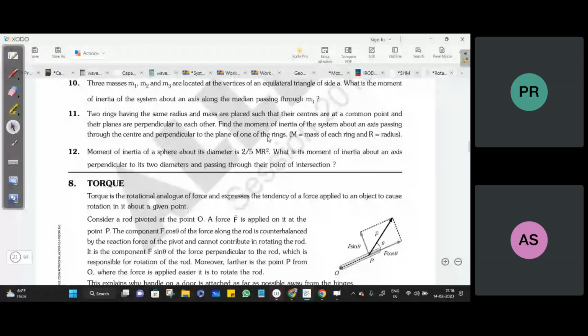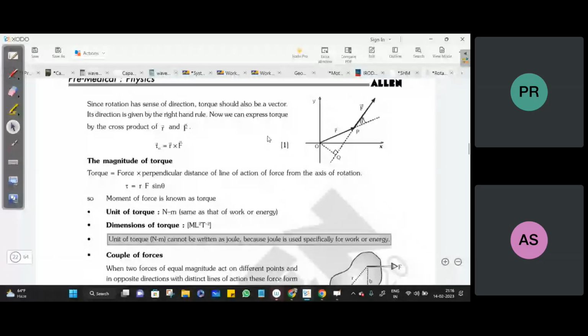Okay, so the moment of inertia part is over, and from the next class we will start torque. So come prepared.